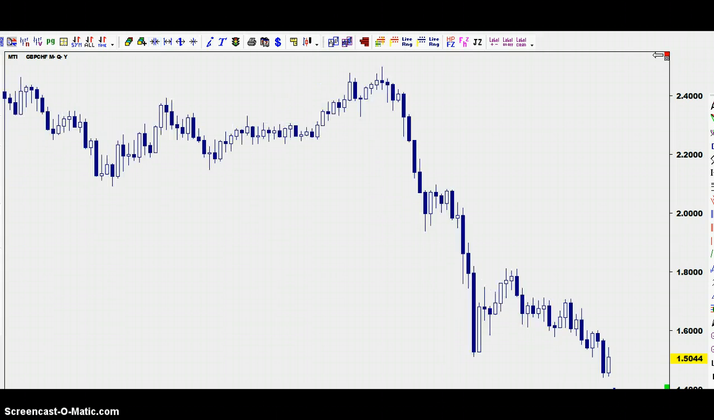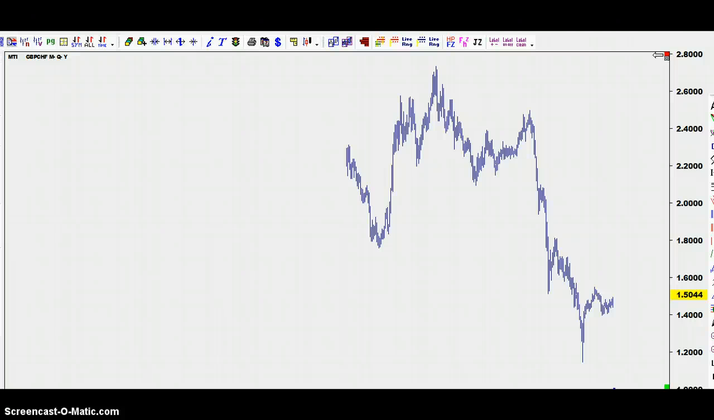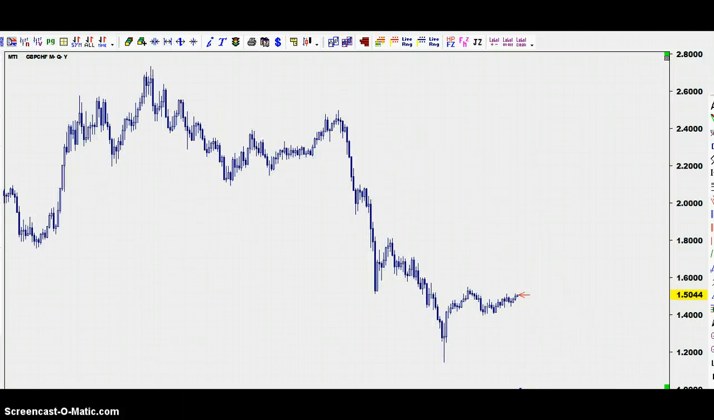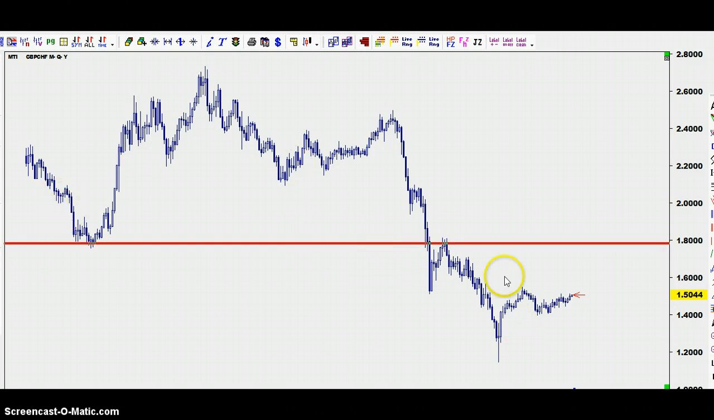Minimize our monthly chart and see what the big picture is. This is what the big picture shows. Obviously a downtrend. Is there anything? Yep, there's a little bit of a resistance line here.